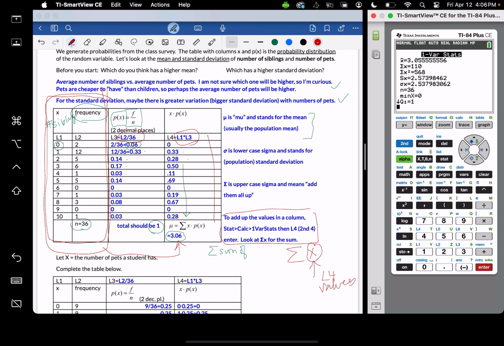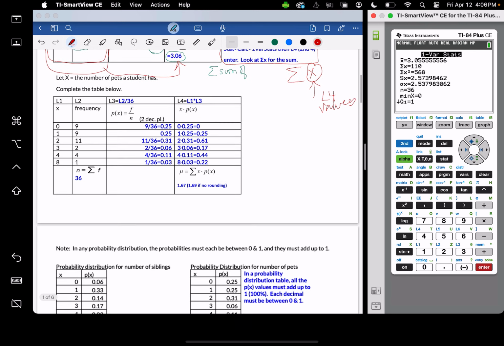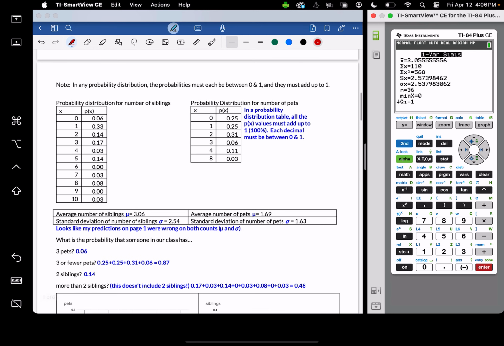And so on the next page you will see, let's just jump ahead. On the next page you will see sigma is equal to 2.54, mu is equal to 3.06. So it's slightly annoying that it's X bar on your calculator, which I taught you was the sample mean, and mu is actually the population mean. So just go with this, and we can go through that process again for pets, and we'll confirm those two values here.